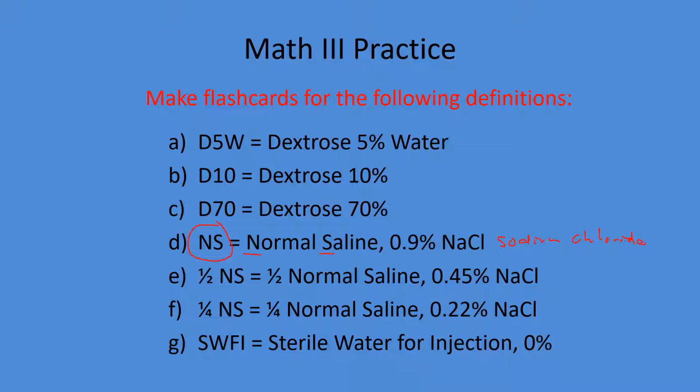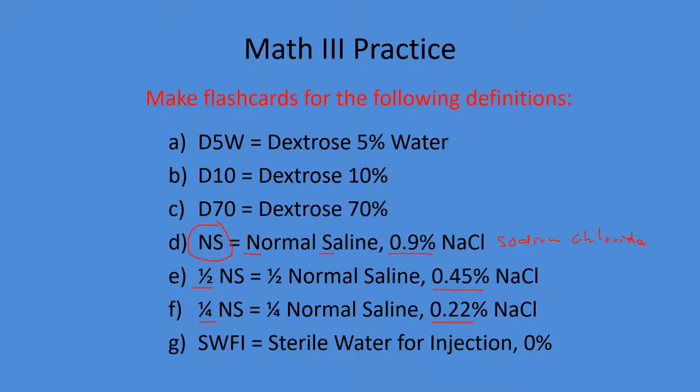What is half of 0.9? Half of 0.9 is 0.45, right? So that is half NS. What is 1/4 of 0.9? So 0.9 divided by 4 is 0.22. So half normal, quarter normal. Gotta memorize those normal numbers. They will not give it to you. Anytime I say NS, you know, oh, 0.9%. If I say half NS, you know automatically, oh, 0.45%.